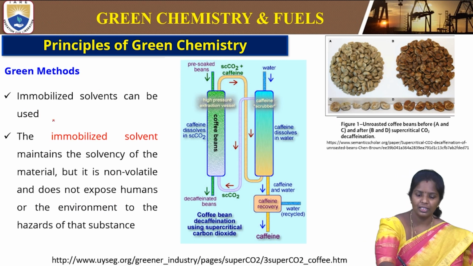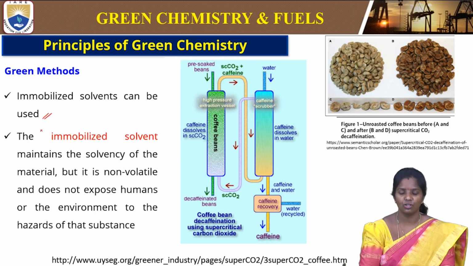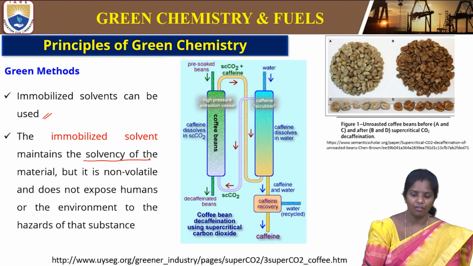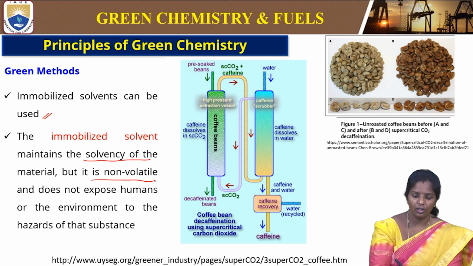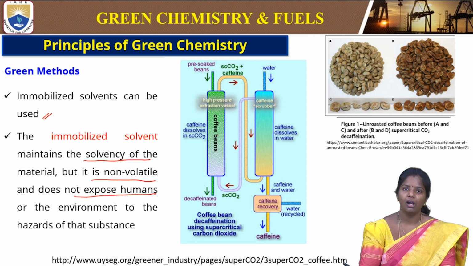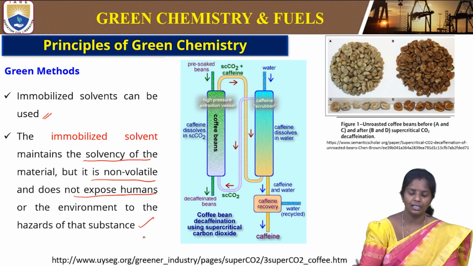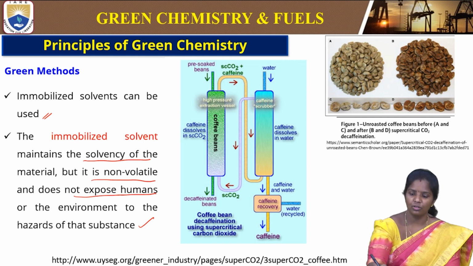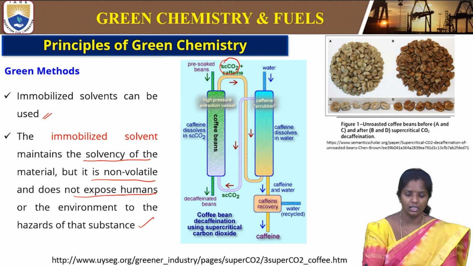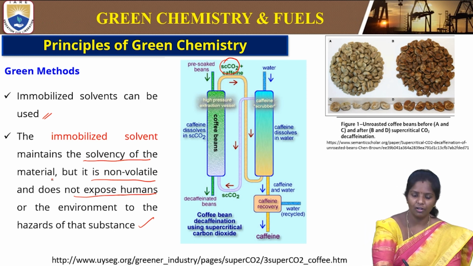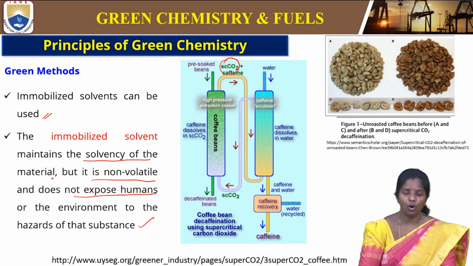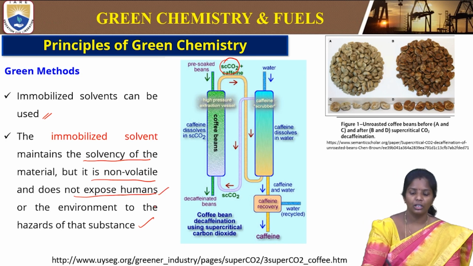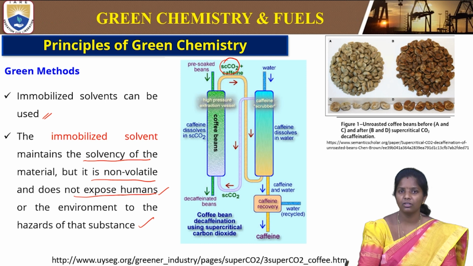Immobilized solvents can be used. What are these immobilized solvents? They maintain the solvency of the material, but are non-volatile and do not expose humans or the environment to the hazards of those substances. An immobilized solvent like supercritical CO2 helps maintain the solvency of that particular material and is non-volatile in nature, so there is no exposure to the laborer working there or to the surroundings of the workplace.